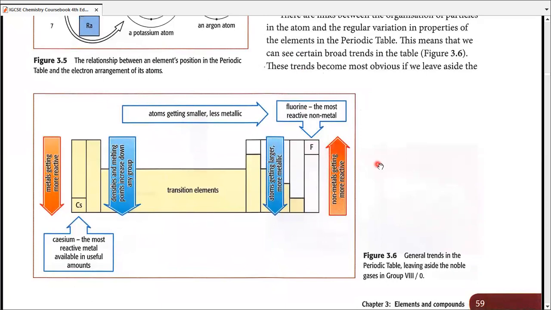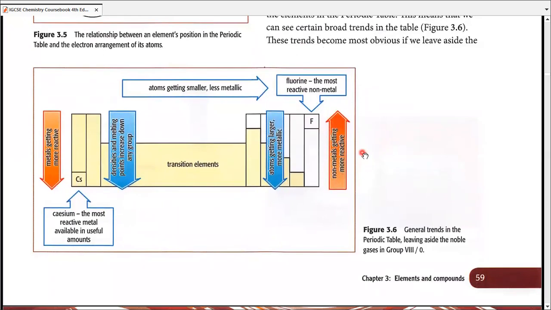Now, general trends of the periodic table, if we leave aside the noble gases, group 8 or group 0, there were some specific general trends. We discussed densities, melting points, boiling points. We talked about atomic size. We talked about metallic character. We talked about reactivity. We discussed the most reactive metal in useful amounts, that was sodium, and the most reactive non-metal in useful amounts, that was fluorine. And we discussed the whole trend of the periodic table. Also, a couple of exceptions were discussed at this part.